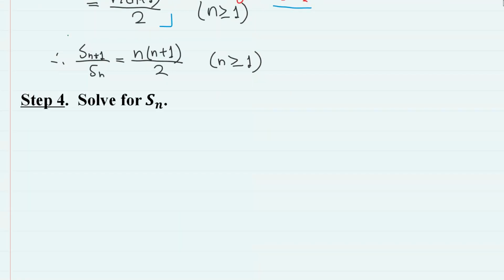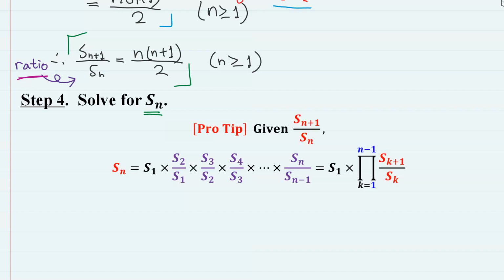The next step is to solve this recurrence relation and obtain the expression for S_n. Here, instead of differences, now we are given ratios between adjacent terms, which is also the basic type. Here, S_n can be obtained by the first term S_1, then multiplying the ratios S_2 over S_1, S_3 over S_2, S_4 over S_3, and so on, up to S_n over S_{n-1}, which can be obtained from here.